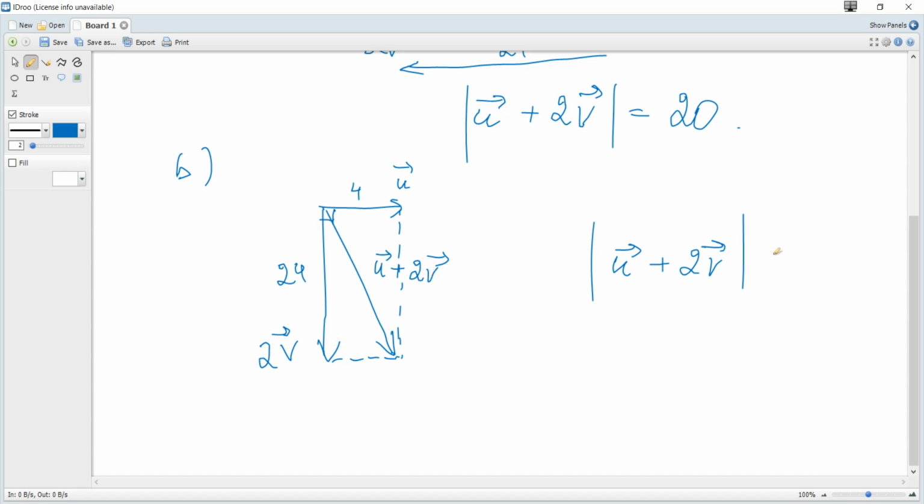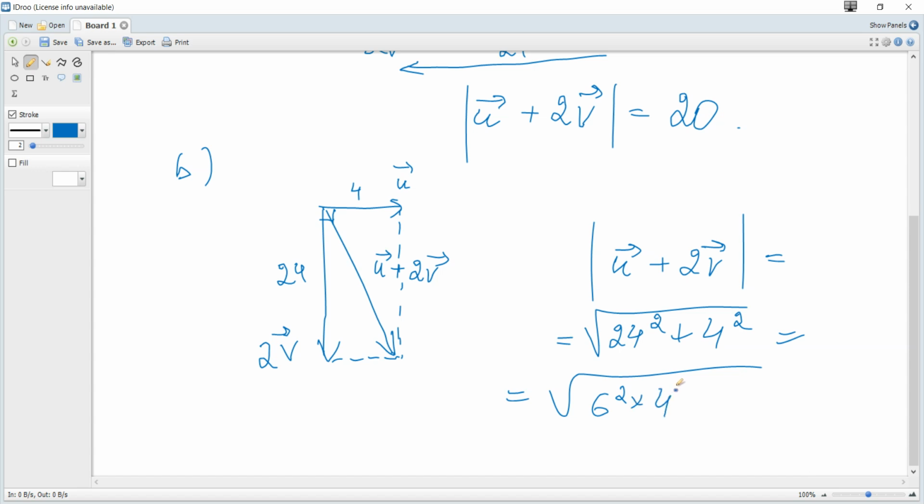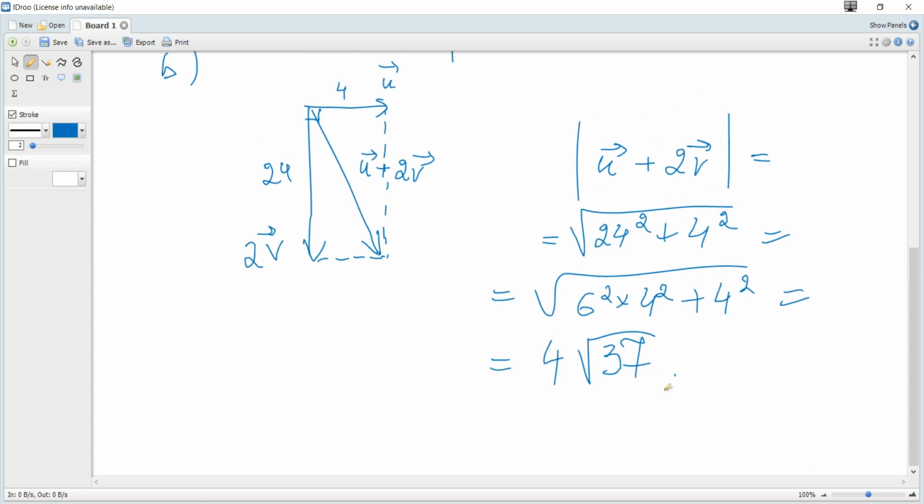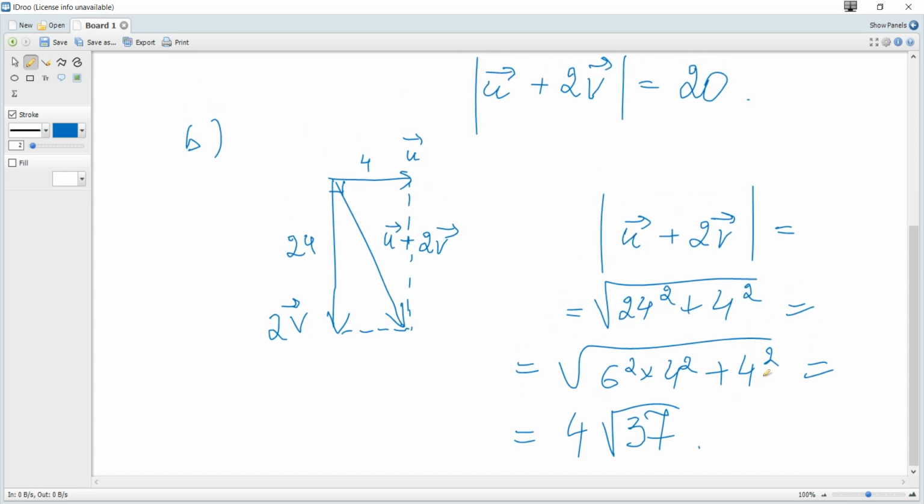So we can see that the required magnitude, it's what? It's just a square root of what? 24 squared plus 4 squared. 24 is 6 times 4, so 24 squared is 6 squared times 4 squared, plus 4 squared. We can factor out 4 squared, which becomes just 4 times the root of what? 6 squared, 36 plus 1, 37. So the final answer is 4 times root of 37. And it's all for this question.